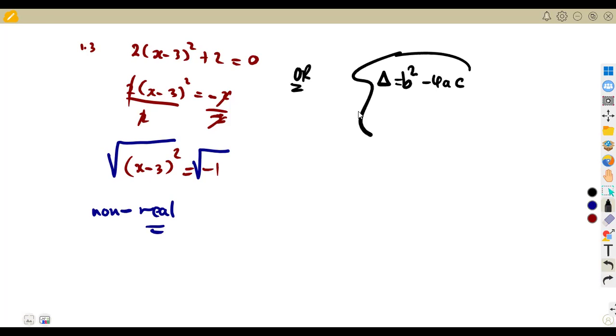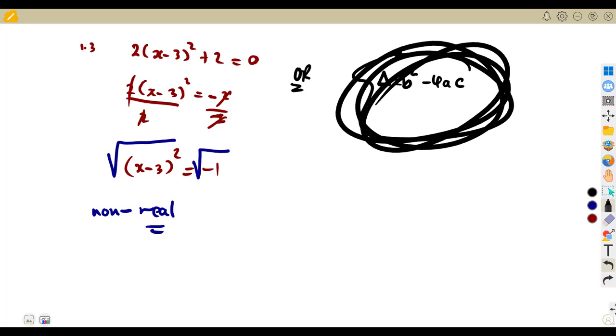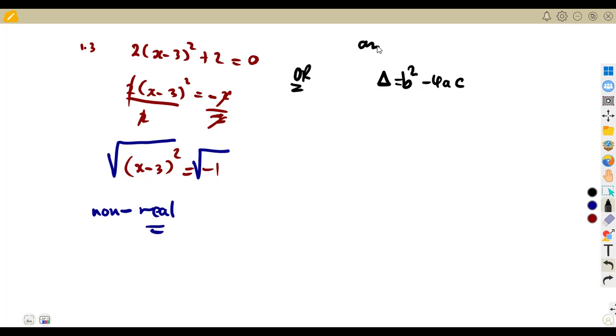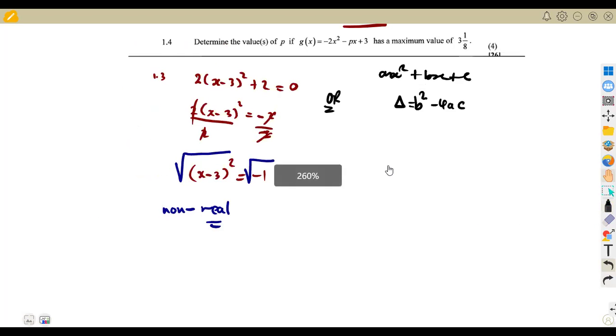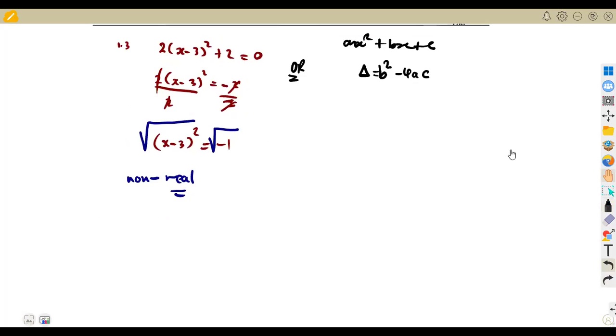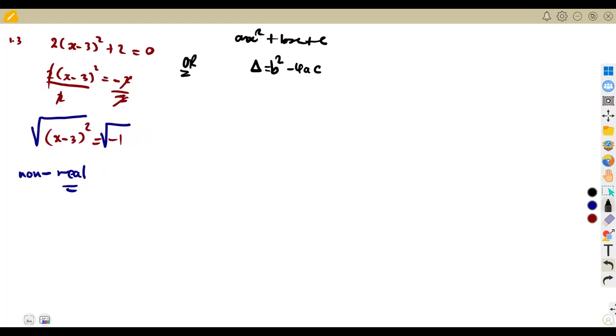But in order for you to properly see this discriminant, it is from the equation ax squared plus bx plus c, so that we can properly see our a, b, and c. Without this, we can't have b squared minus 4ac. So meaning to say we have to expand the brackets so that you'll be able to see this part of b squared minus 4ac. All right, so how do we expand our brackets?